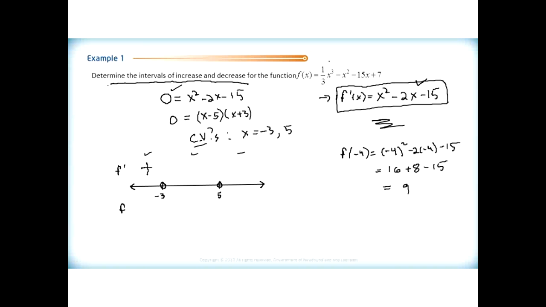There are no critical values in that interval. So not only is it positive, but that tells us that the slopes of the tangent lines are positive. So our original function f is always moving upward, or increasing, on that interval.